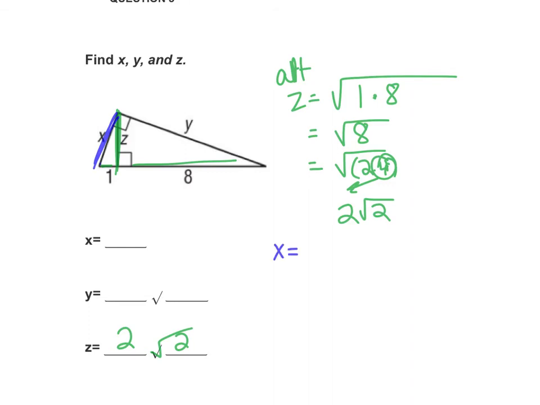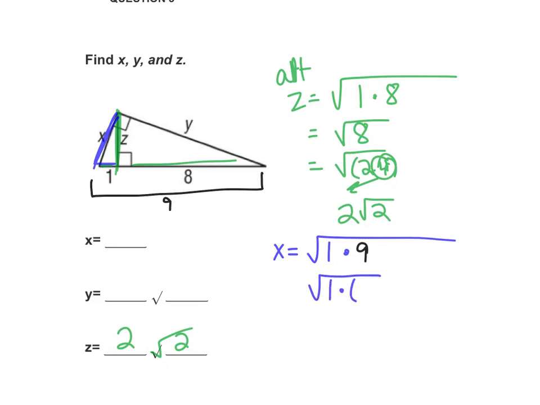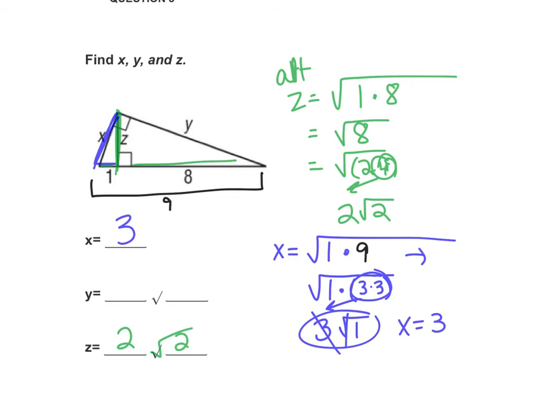So x would be part of our hypotenuse. So 1 times our whole 9. Okay. So 1, we can't do anything with that. 9 is a perfect square if you have a hard time visualizing it. 3 times 3. Okay, we have a pair of 3's, perfect square, 3 square root of 1. Okay, or just 3. X equals 3, because the square root of 1 is 1. Okay, so if we were to multiply this out, square root of 9 is 3.